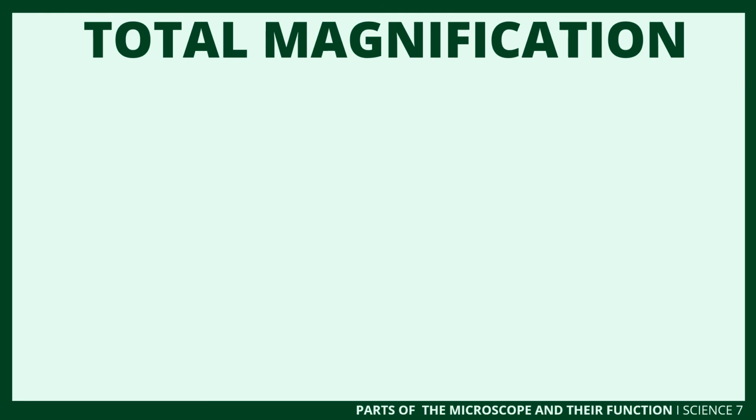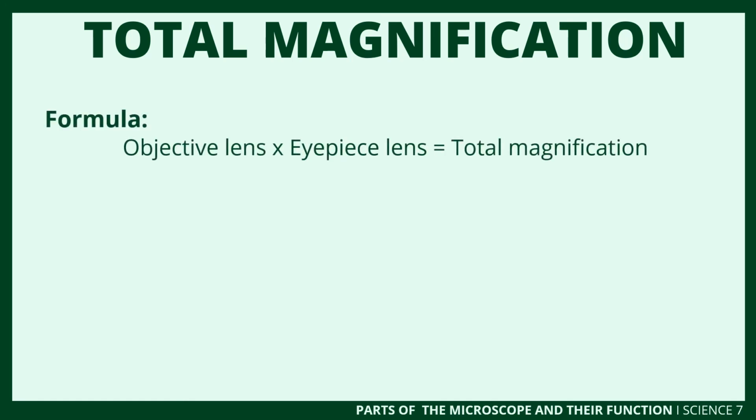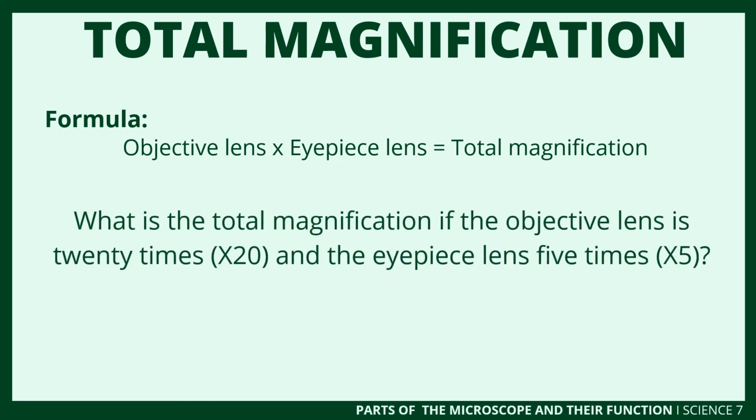If we are to look for our microscope's total magnification, let's use the formula objective lens multiplied by the eyepiece. Let's have this sample problem. What is the total magnification if the objective lens is 20 times and the eyepiece lens is 5 times? So, 20 times 5 equals 100 times. The magnification of your microscope is 100 times.